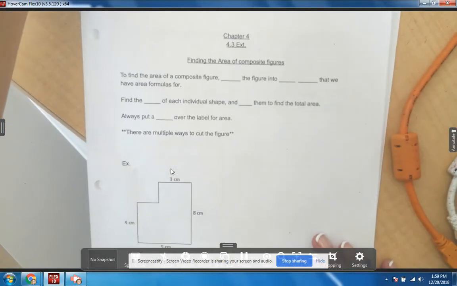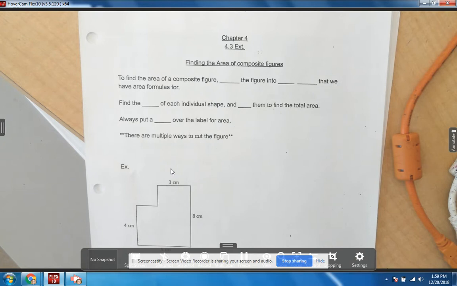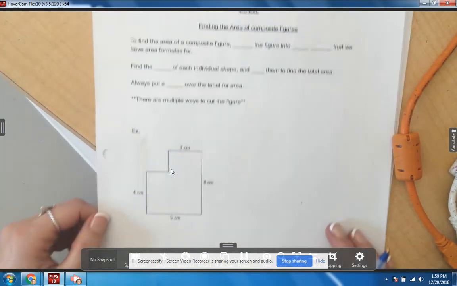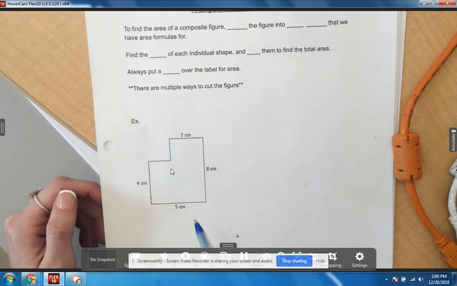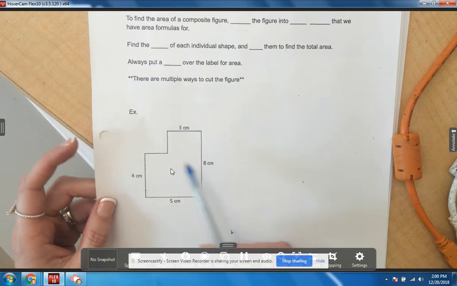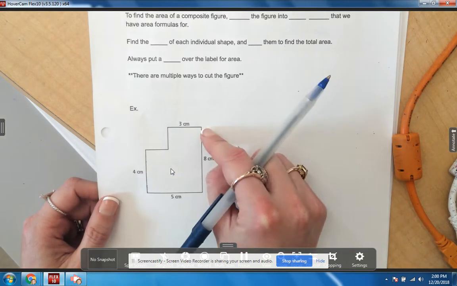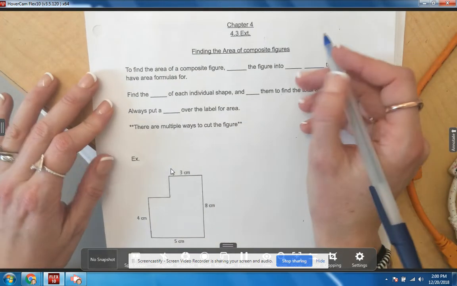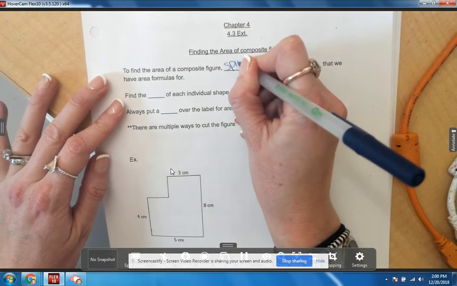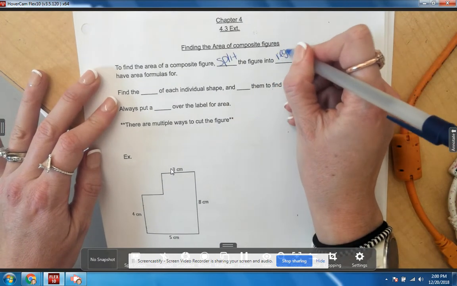So now that we have figured out areas for rectangles, parallelograms, triangles, and trapezoids, we're going to find the area of composite figures. A composite figure is a polygon that is made up of more than one regular polygon. For example, this here looks like two rectangles kind of put together. So that's called a composite figure. To find the area of a composite figure, split the figure into regular polygons.